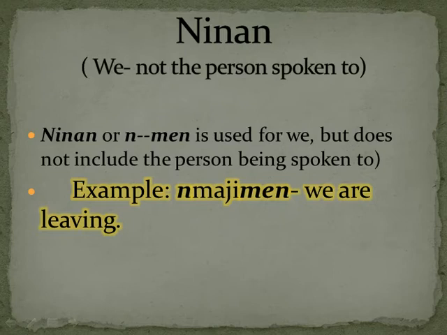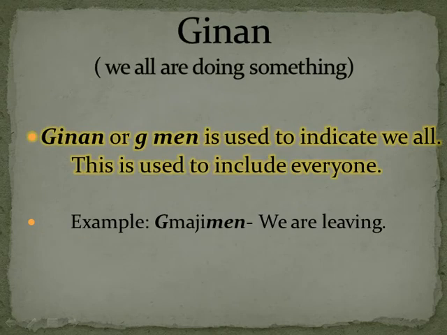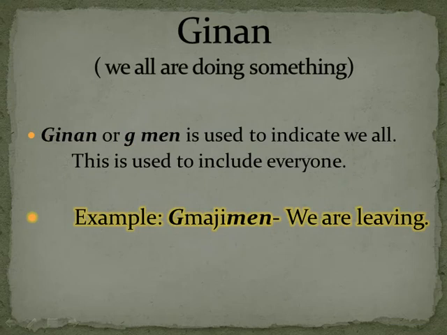If I said gamajiman, it would be we're all leaving, so you would be included. And that next one, ginan, is the we are all doing something. Ginan, or the G and the men, is used to indicate we all. So for example, gamajiman, we are all leaving. And you should be able to take these, once you understand them, and put other AI verbs, animate and transitive verbs, into this pattern. So you really need to work on memorizing this pattern.